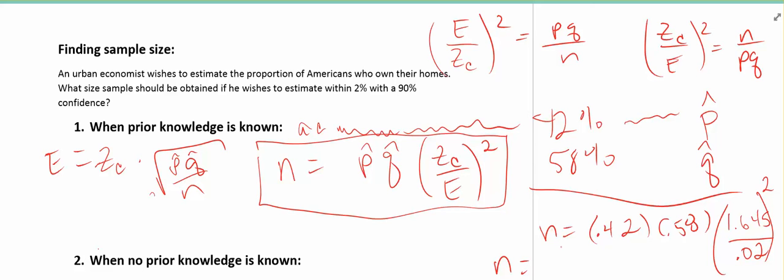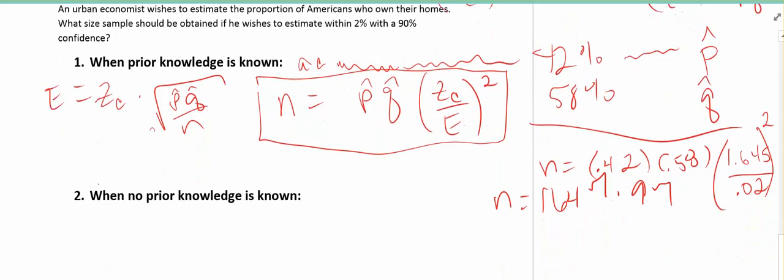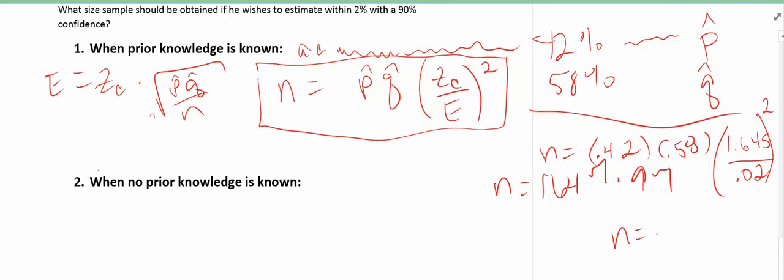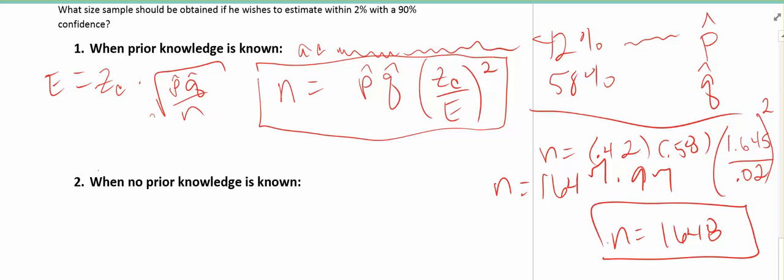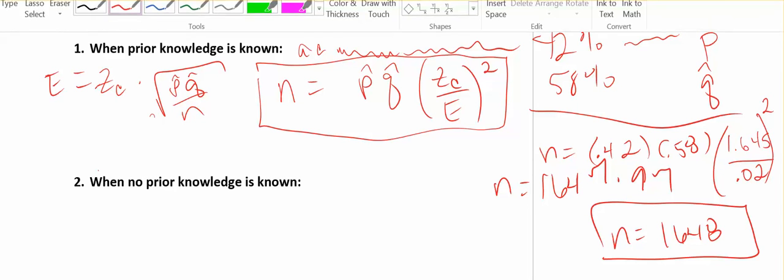multiply everything together, and I get 1647 and some change. You always round up, no matter what. So we would need to sample a minimum of 1,648 people to stay within a 2% error, the 90% confidence, if we had prior knowledge. That's the big picture, if we had prior knowledge, okay?